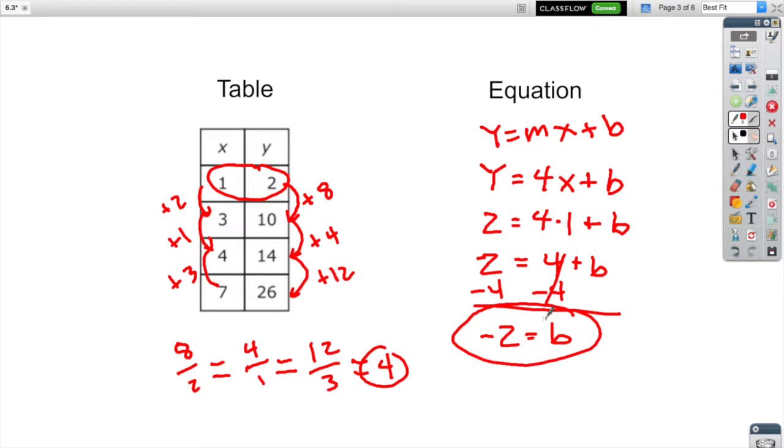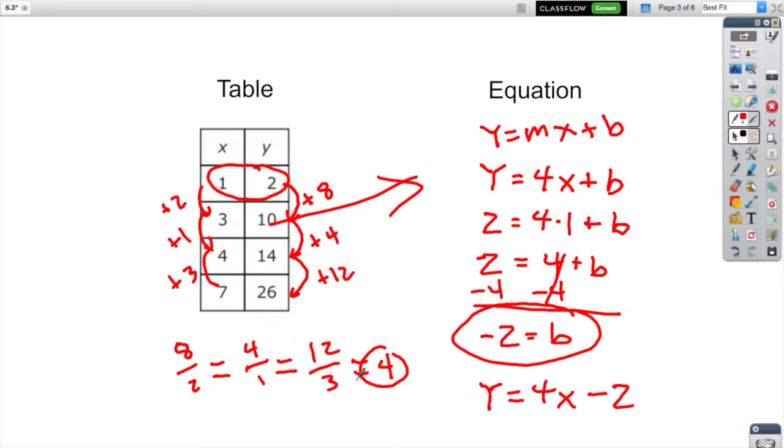So there's my y-intercept. I didn't have to use 1, 2. I could have used any of these other points, and they still would have given me a y-intercept of negative 2. So now I've got all the pieces of my equation. If I go back, my equation is y equals the slope of 4 times x, and our y-intercept we just figured out, which is minus 2.